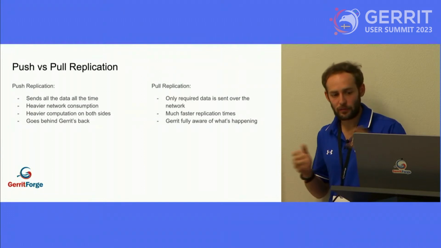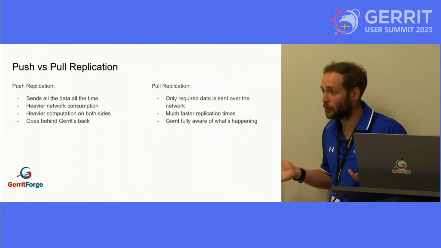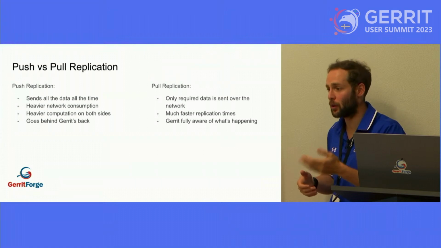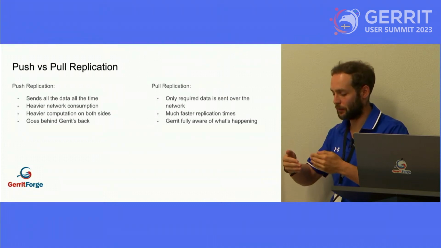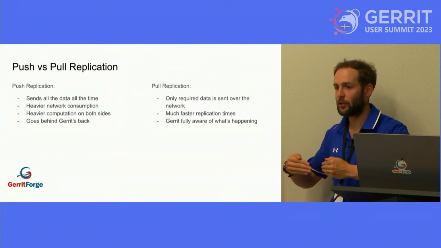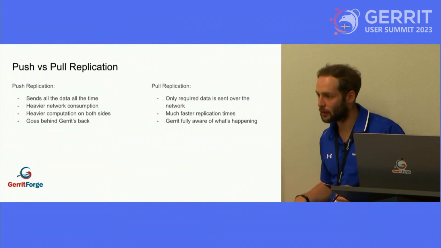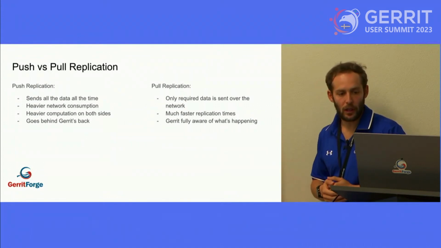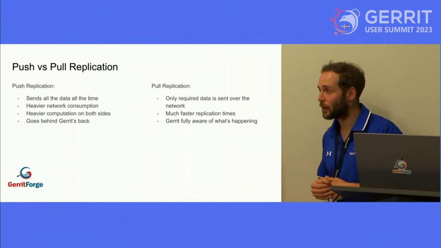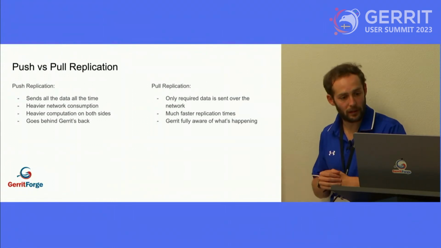Because of how pull works at this point, you're only sending the data that is required. There's a phase where we find a common base between both nodes, and then we pull that data, and only what's needed. It gives us much faster replication times. We'll see about that in a second.